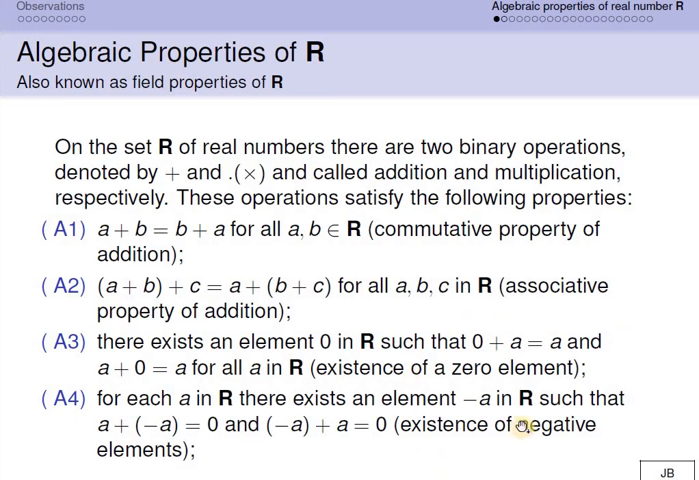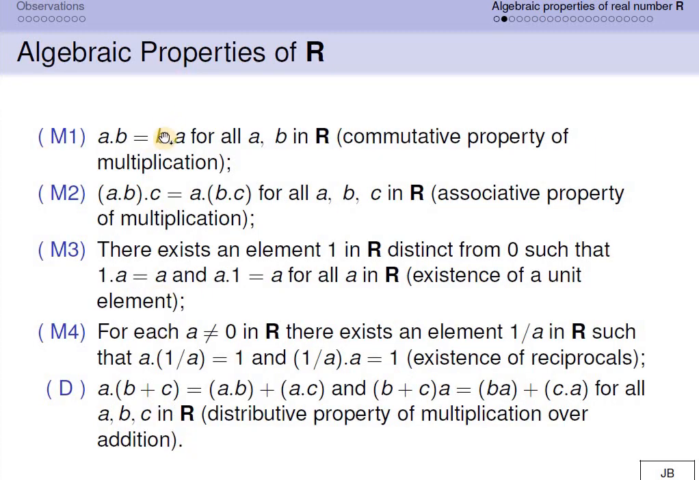Next, here is the summary of all the things we have done. Formalizing the above properties, we can say that on the set of real numbers you have two binary operations, addition and dot multiplication. The cross we used earlier will be dot from now on. So we call them addition and multiplication respectively, and they satisfy these properties. Under addition we had four properties: commutativity, associativity, the existence of a zero element, and the existence of a negative element for each real number. We numbered them A1, A2, A3, A4, as these are properties related to addition.